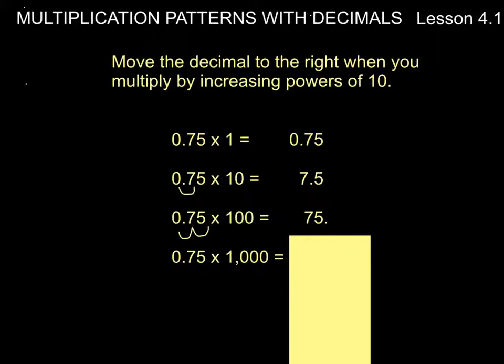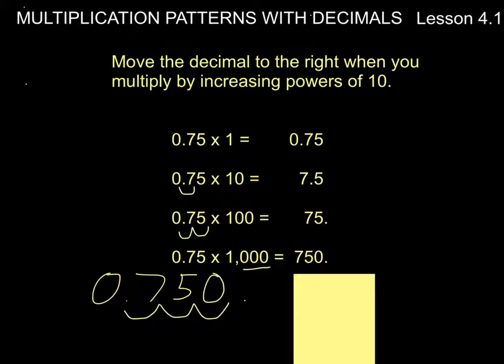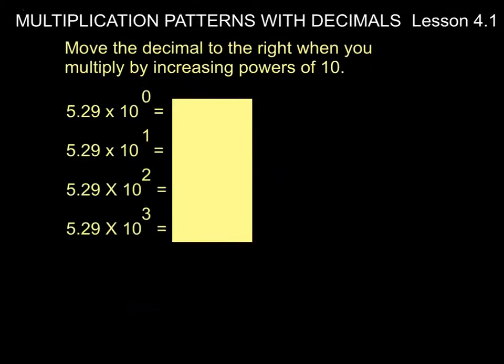Next, when we multiply 75 hundredths by 1000, we are going to move the decimal 3 places over to the right. Place a decimal and fill in 0 as a placeholder, and this gives us 750 whole. For our next problem, we will continue to multiply 5 29 hundredths by increasing powers of 10.